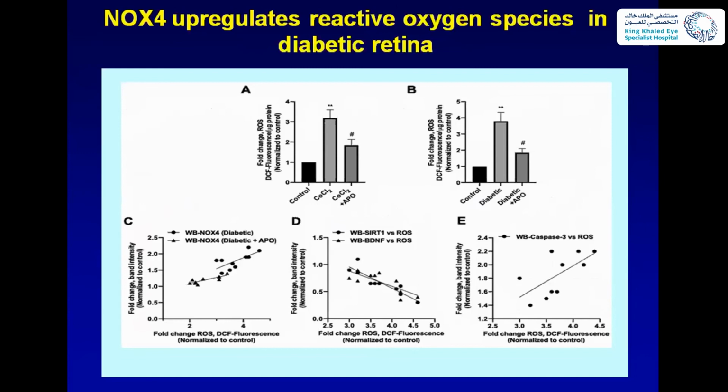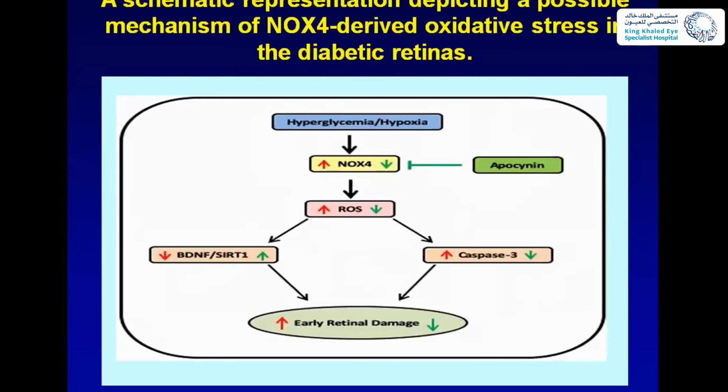And here we have just seen the correlation with ROS. Because NOX4 produces ROS, we measured reactive oxygen here: with cobalt chloride the ROS level is high, and treating with apocynin, the level is decreased. So overall, the mechanism is that hyperglycemia and hypoxia lead to an increase of NOX4, an increase of ROS, a decrease of neurotrophic factor, and increased retinal damage. After that, using apocynin decreases NOX4, decreases ROS, decreases caspase 3, and it is going to decrease early retinal damage.